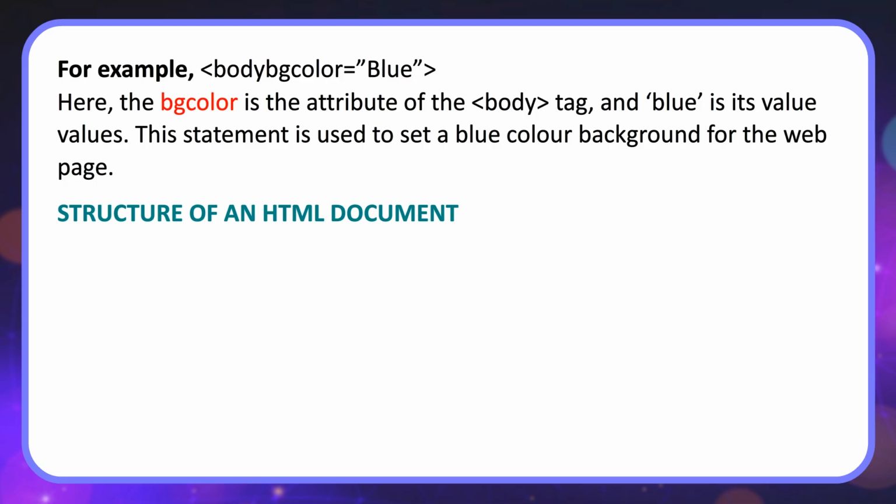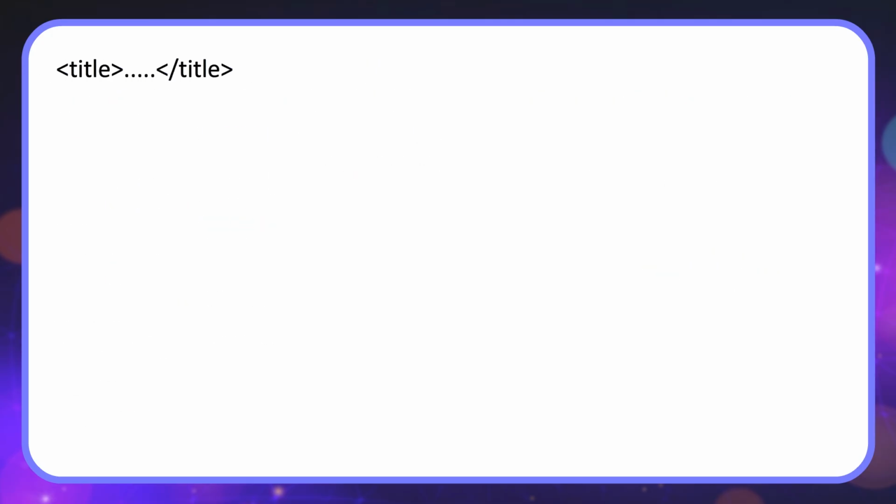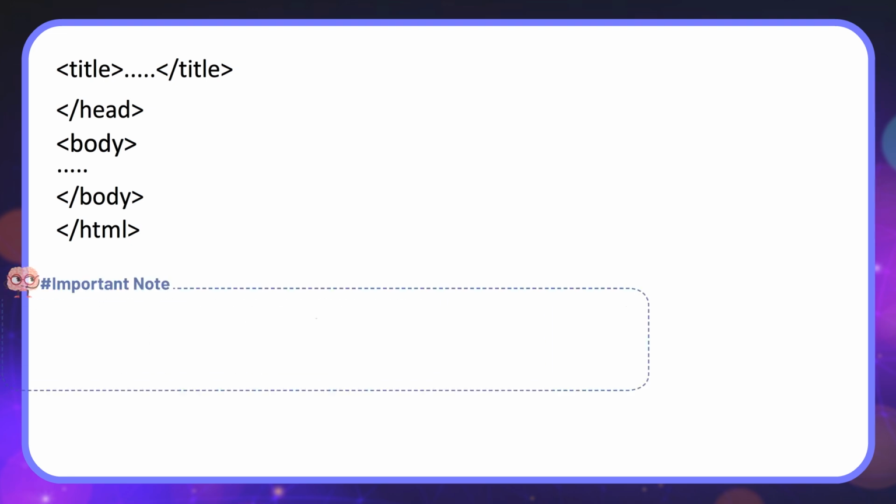Structure of an HTML document. The structure of an HTML document is defined by a set of elements and their arrangement within the document. The basic structure of an HTML document is given below. <!DOCTYPE html>, <html>, <head>, <title>, </title>, </head>, <body>, </body>, </html>.